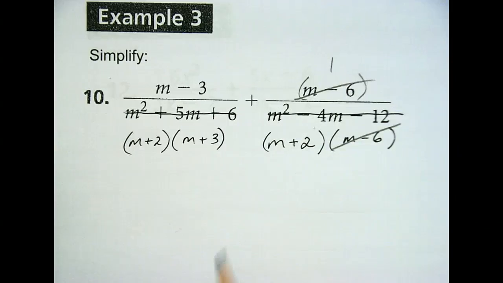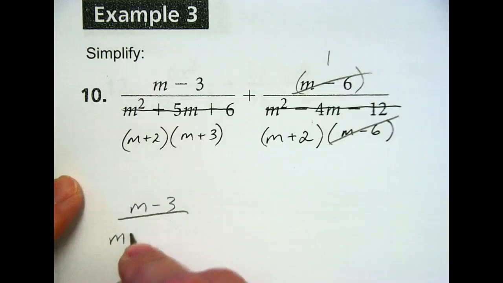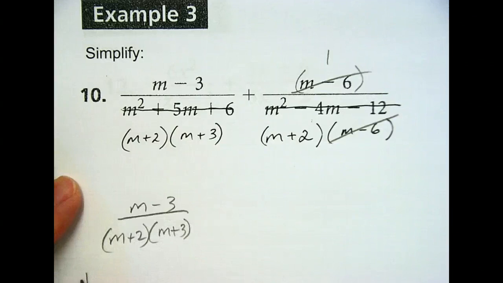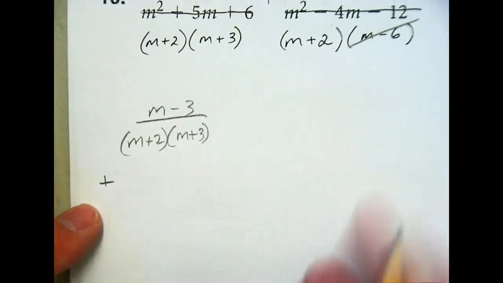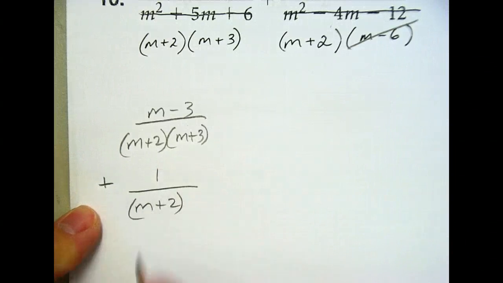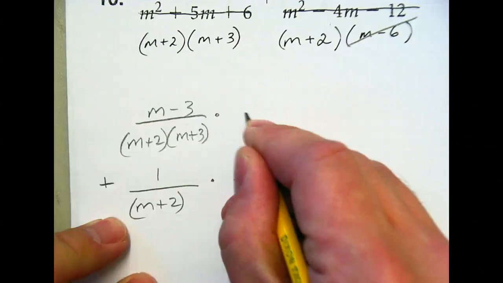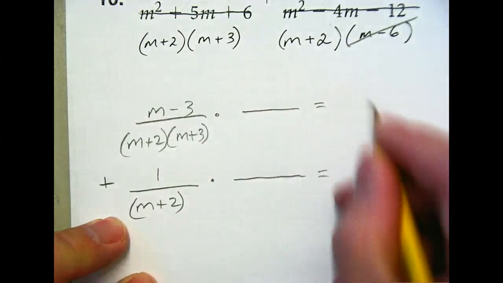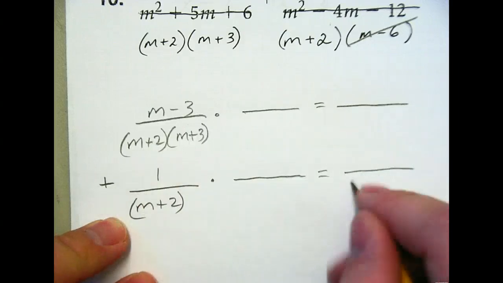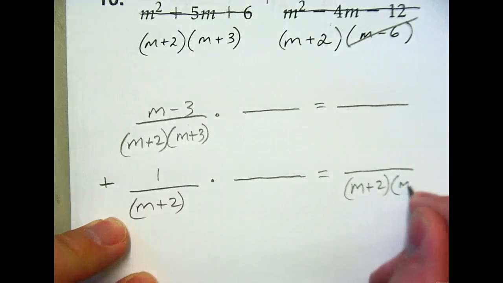So looking at this, I have m minus 3 over m plus 2, m plus 3, and I'm adding to that something over m plus 2. That just makes the denominator easier to deal with. The variable isn't x. So I'm going to be multiplying by something, and that's going to equal my common denominator of m plus 2, m plus 3. Good. We need the m plus 2, and that one has an m plus 3 that we need.